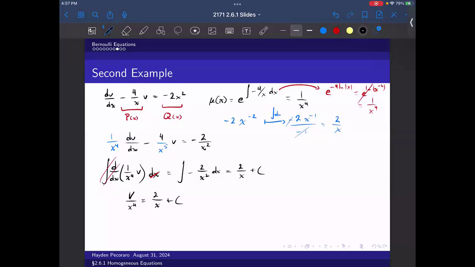Okay. So, all right, so this is y squared over x to the fourth. Solve for y squared, and we get 2x cubed plus cx to the fourth power. And if you want, y equals plus or minus the square root of 2x cubed plus cx to the fourth. Either of those is fine.